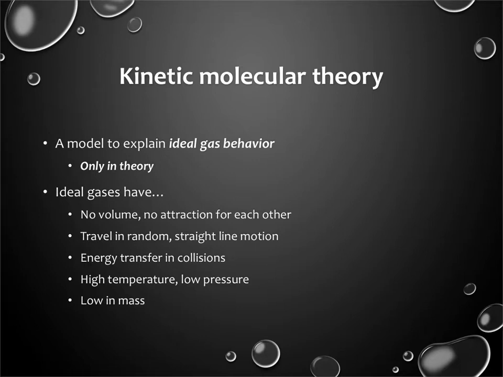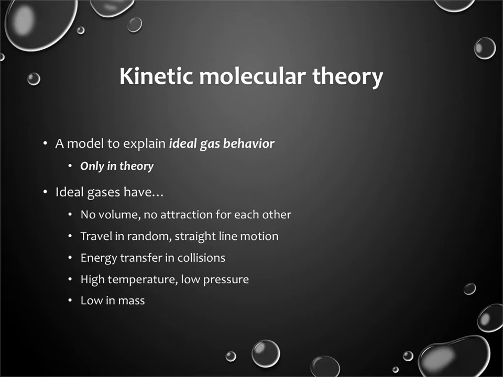And then in the next slide, we're going to talk about real gases, but let me go through each of these right here. So ideal gases, to start off with, have no volume or no attraction for each other. That means they occupy relatively no space, and when you put two gas particles together, they're not going to be attracted and move towards each other. They rather travel in random straight line motion, so they keep going straight, bump into walls, collide with each other, and when they do collide, they bounce off and energy is transferred.